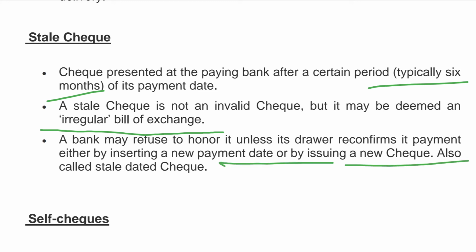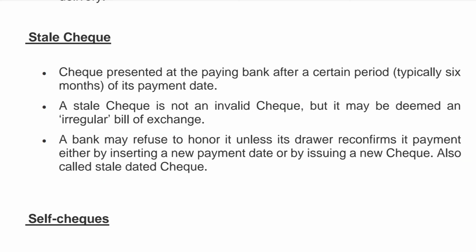Also, it is called a stale dated check. So this is why it is said to be an irregular bill of exchange but not an invalid check. A stale check is not an invalid check, but it is deemed to be an irregular bill of exchange because the banker may refuse to honor it unless and until the drawer of the check reconfirms its payment by either inserting a new date or by issuing a new check. In this case, the banker may honor the check.